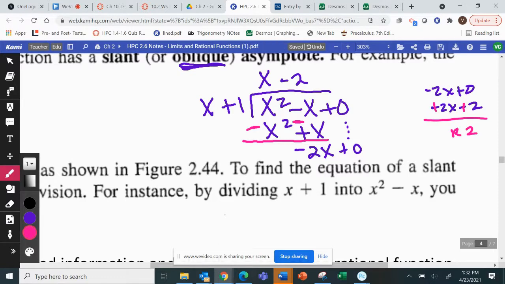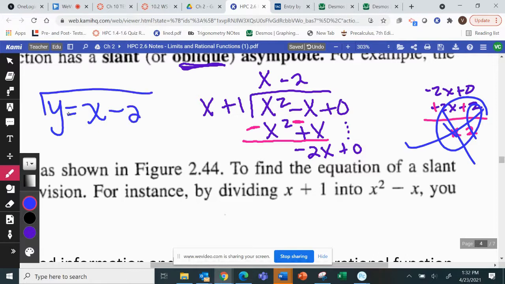Okay, we're not going to talk about it right this second because that's a much longer discussion. We don't have time, but you throw the remainder out. Just get rid of it. And then the slant asymptote is y equals the quotient, x minus 2.